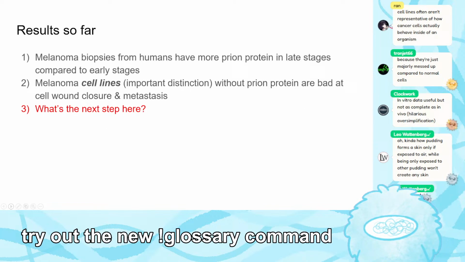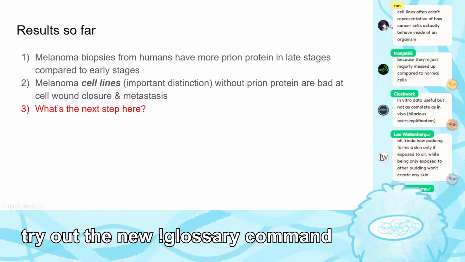So here are the results so far. Melanoma biopsies from humans have more prion protein in late stages compared to early stages. Melanoma cell lines, important distinction, without prion proteins are bad at cell wound closure and metastasis. What's the next step here, right? So these are the simplified versions of the previous data, and I want to know, where do you think we will head from here?